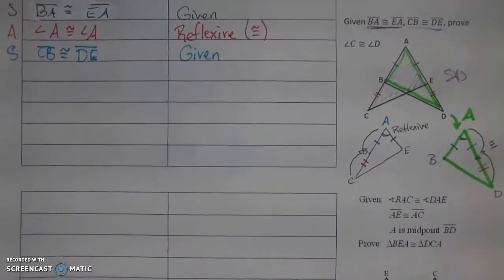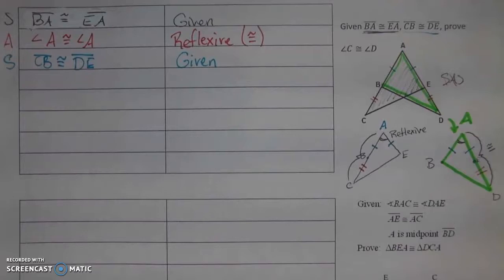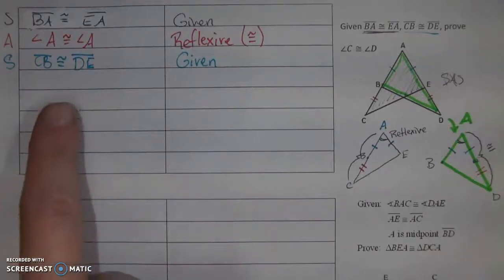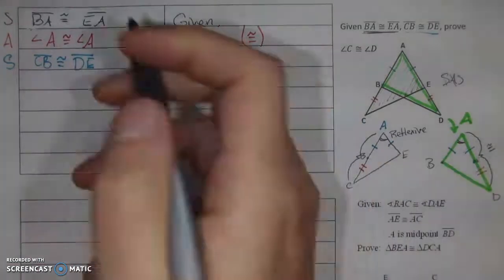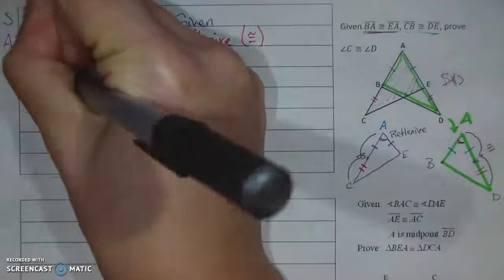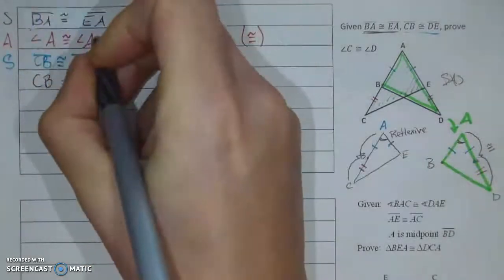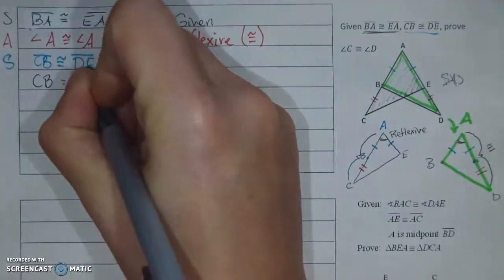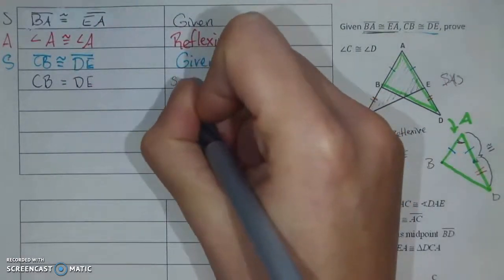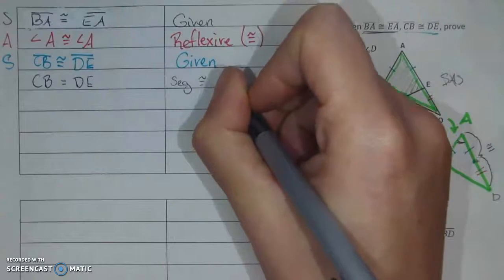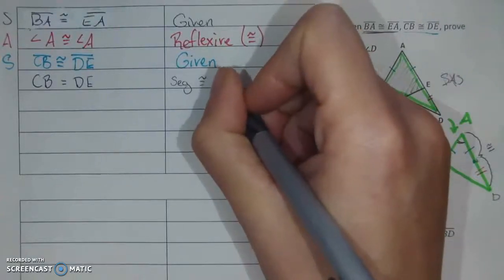Now comes the slightly tricky part. What I want to do is add things. But when I'm dealing with adding things, I'm going to be dealing with equality. So I'm going to have to switch this into equality. The measure of CB is equal to the measure of DE. And that is the segment congruence theorem. That allows us to switch between equality and congruency.